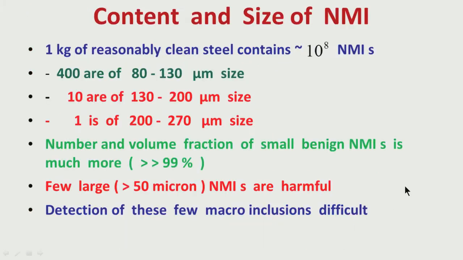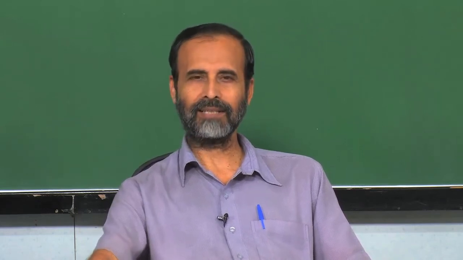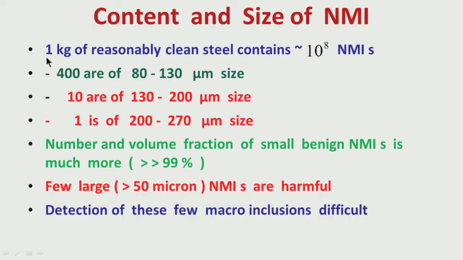Then we had also talked about the distribution of inclusion sizes. This is a very important concept. When we call it clean steel, it is not free from inclusions. There are innumerable inclusions, but fortunately most of the inclusions are smaller in size. I had given an example that 1 kg of reasonably clean steel, I am talking of clean steel, not dirty steel, contains as high as 10 to the power 8 NMIs. So, you can imagine how many non-metallic inclusions are present in 1 kg of reasonably clean steel.